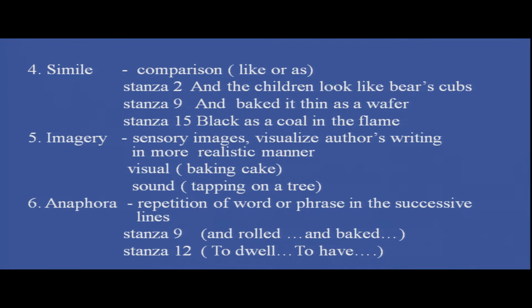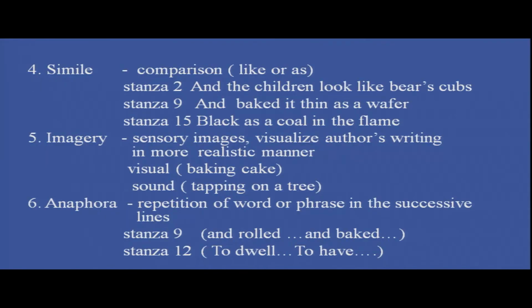Similarly, in stanza 9, you will find, and baked it thin as a wafer. Wafer, you must have seen a wafer. It's so thin, right? So, she baked that cake in such a way that it was as thin as a wafer. In stanza 15, again, we find the appearance of the bird, black as a coal in the flame. Except the cap, the rest of the body was compared with the black color of the coal. So, these are the examples of simile.